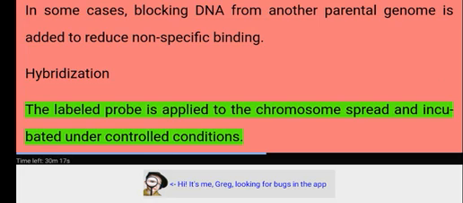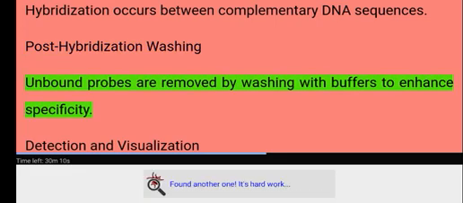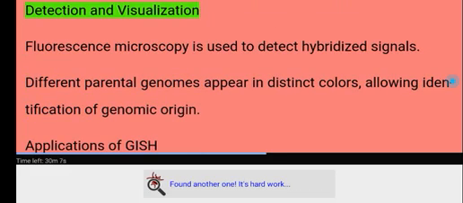Hybridization. The labeled probe is applied to the chromosome spread and incubated under controlled conditions. Hybridization occurs between complementary DNA sequences. Post-hybridization washing. Unbound probes are removed by washing with buffers to enhance specificity. Detection and visualization.